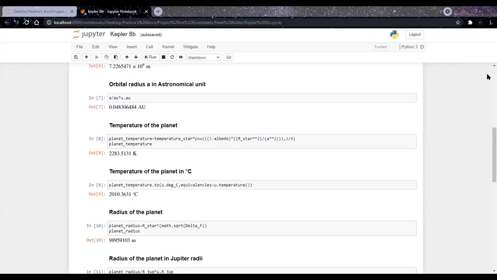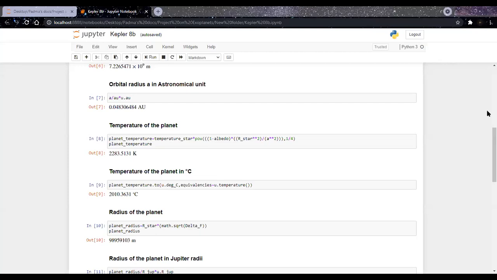The temperature of the exoplanet, Tp, is given by T star multiplied by (1 minus alpha) into R star square by A square, the whole power 1 by 4. Here, alpha is the albedo, R star is the radius of the star, A is the orbital radius of the planet, and T star is the temperature of the star.